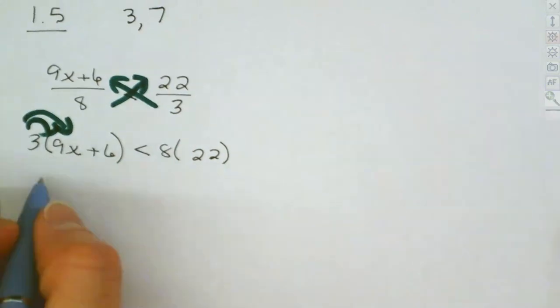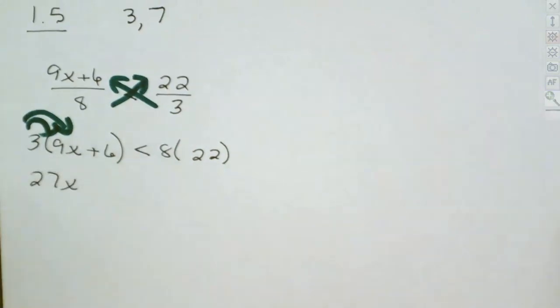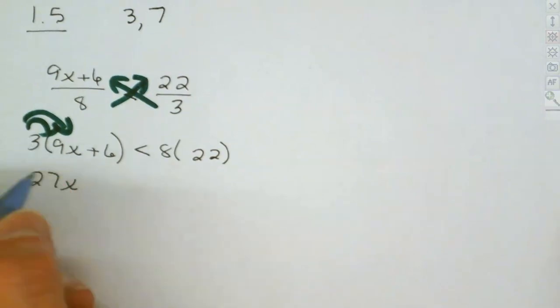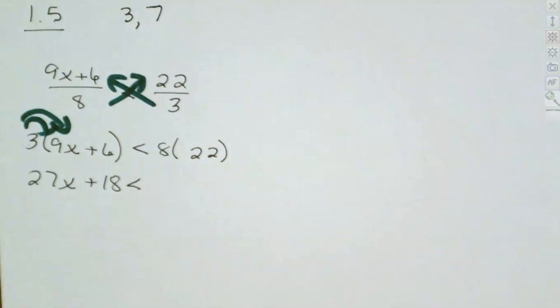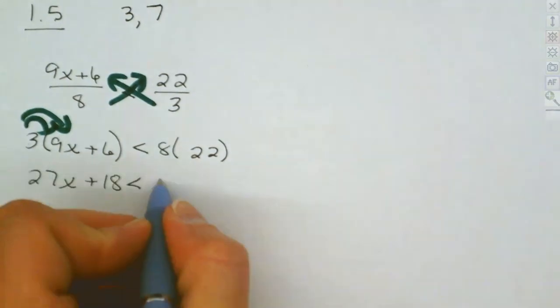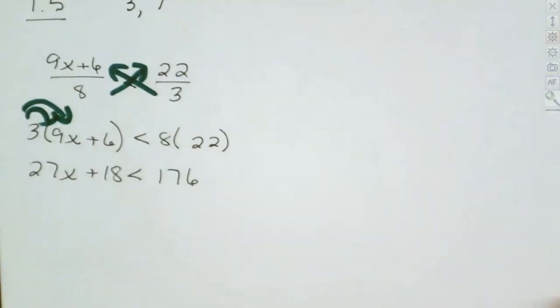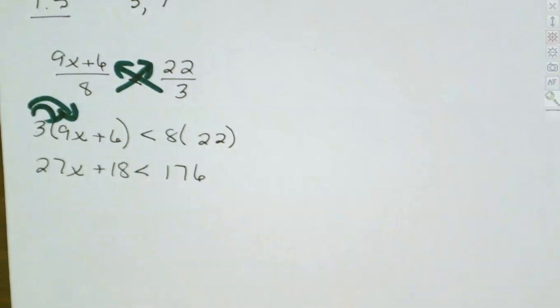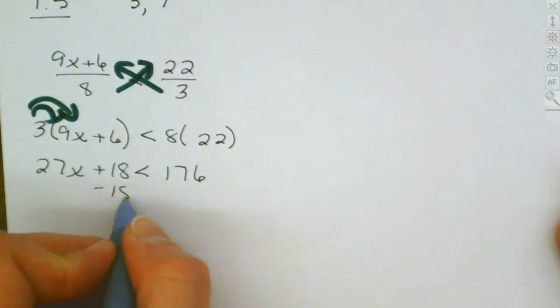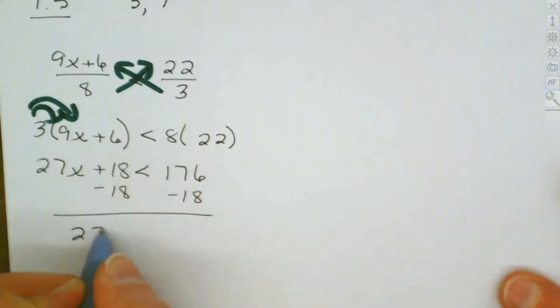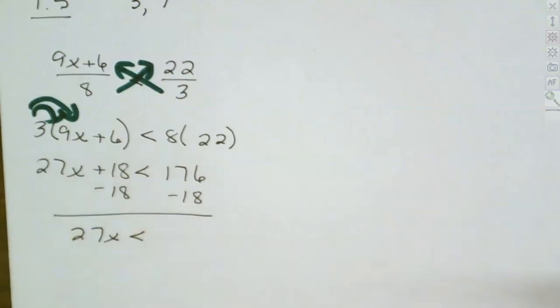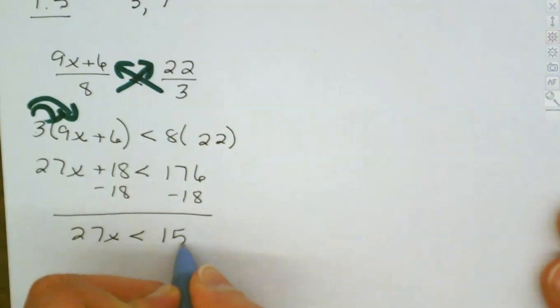So 3 times 9, that makes it your 27x there. 3 times 6, that makes it an 18. And 22 times 8, that makes it a 176. Move that 18 over with subtraction. 27x is now less than. We've got 176. We're going to take away 18. So that leaves you with a 158.